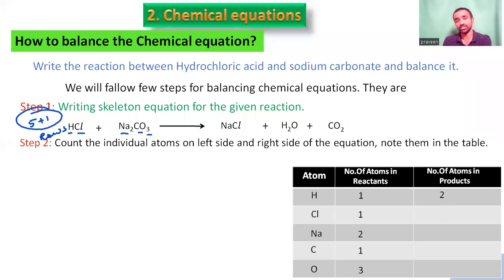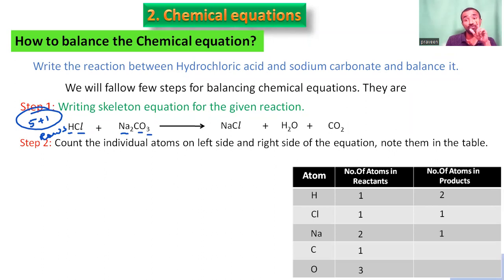HCl, H2O. Sorry. First, hydrogen is there. In H2O, not repeated, H2, there only 2. Next, chlorine. NaCl, Cl. I'm not saying any number. Cl, only 1. Next, Na. Nothing I am saying, 1.